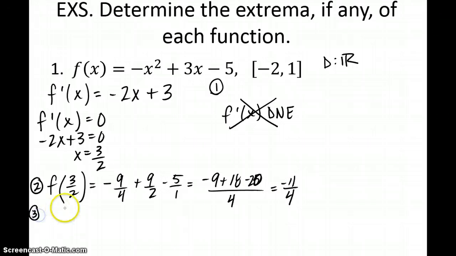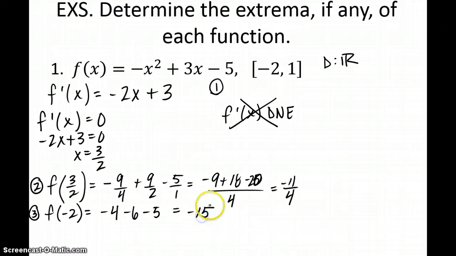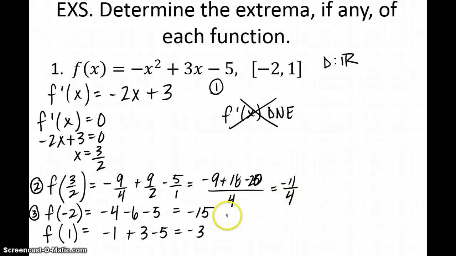Third step, evaluate the function at the endpoints of the interval. F of negative 2 would be negative 4 minus 6 minus 5, so that would be negative 15. F of 1, negative 1 plus 3 minus 5, so negative 3. Once you evaluate the function at the critical numbers and the endpoints, now you make your conclusion.